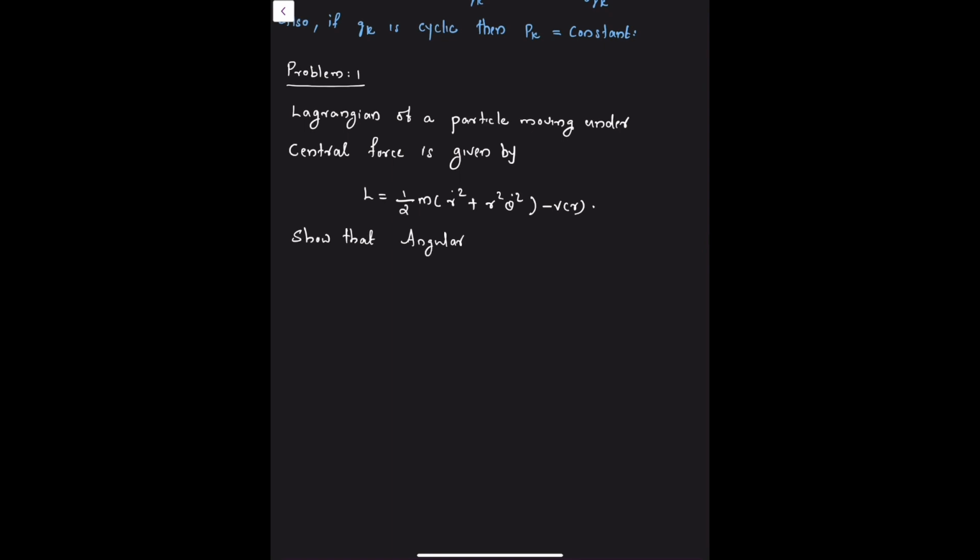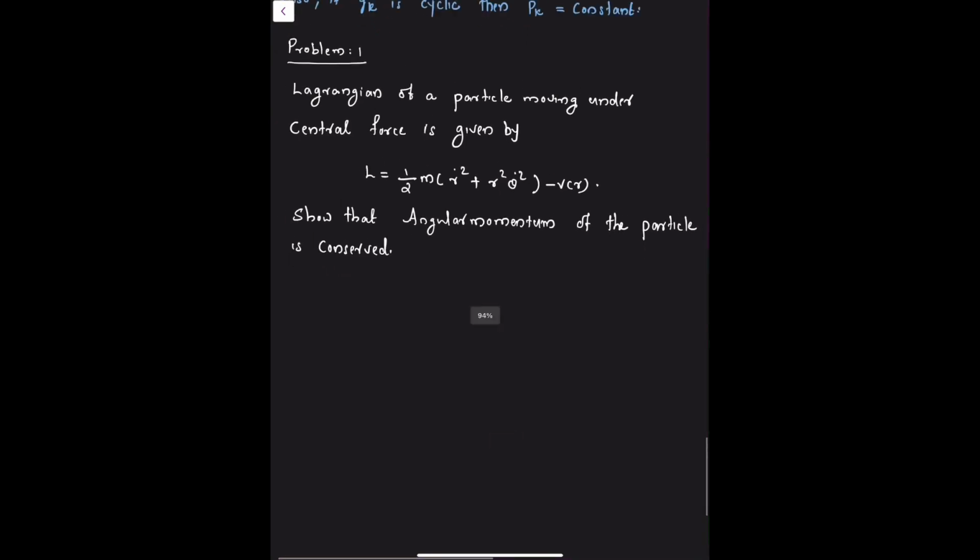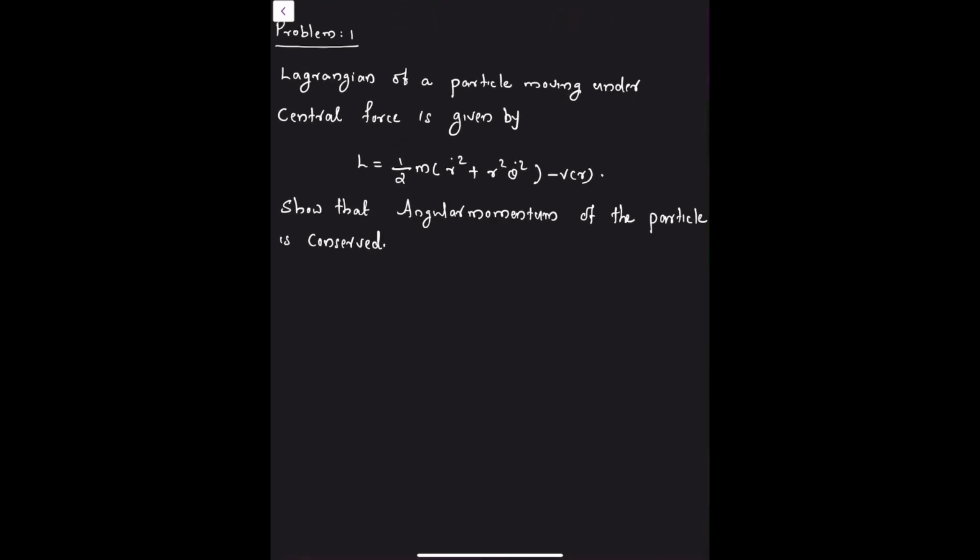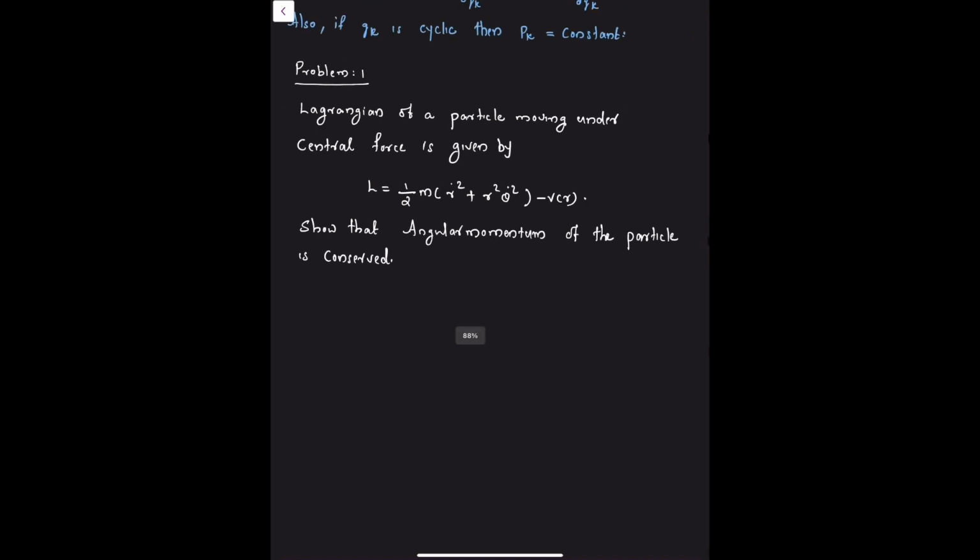Here, this is the Lagrangian corresponding to a particle moving under central force. And we have already studied that when a particle moves under central force, the angular momentum is conserved. Now we have to prove this using the idea of cyclic coordinate. We can easily prove this concept using the idea of cyclic coordinate.